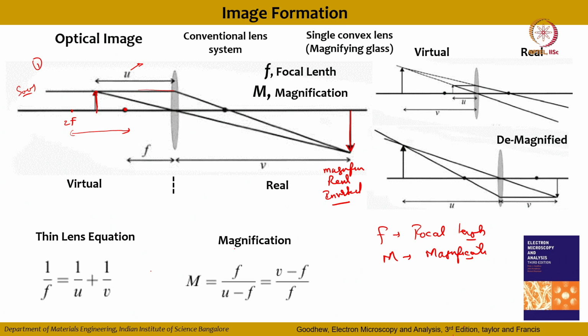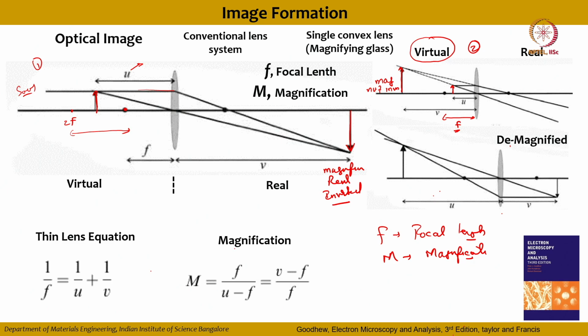If the object is placed, as in the second case, in between the f, okay, so this is your object. Now in this case, the image is erect if the object is placed within f, but it is virtual, it is not a real image, and it is magnified, and it is not inverted, but it is virtual. Correct?